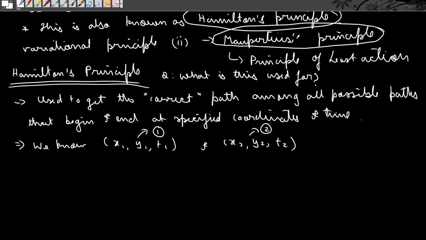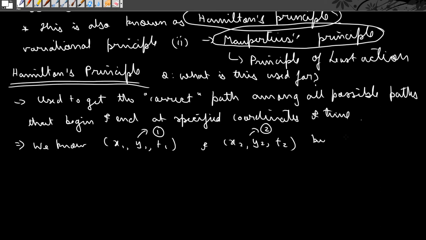Okay, so where is this point represented? This is represented in the x, y, t space. All right, so we know x1, y1, t1 and x2, y2, t2, but we don't know how the system goes from point 1 to point 2.